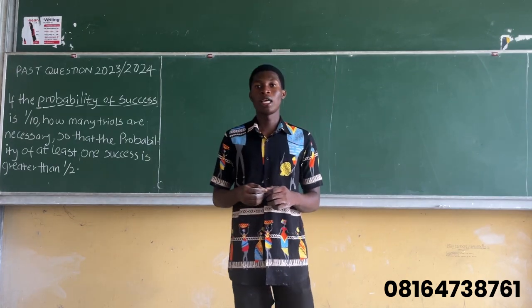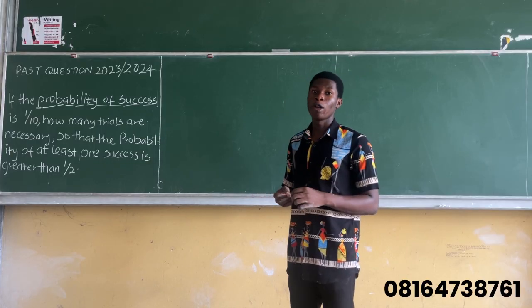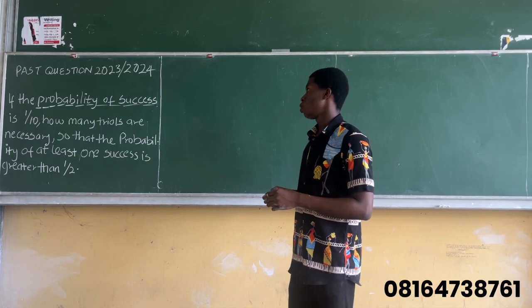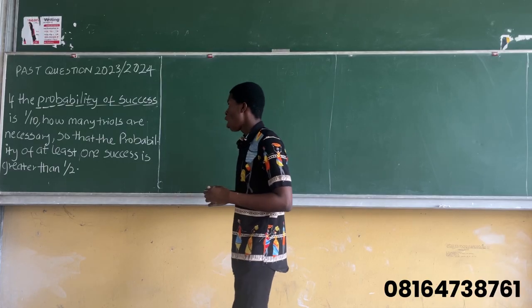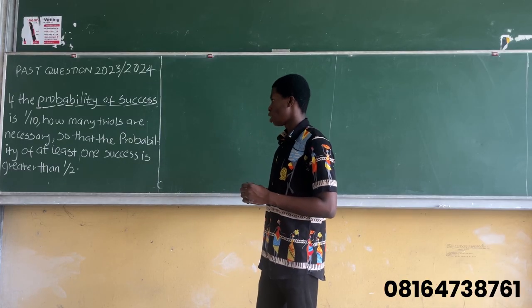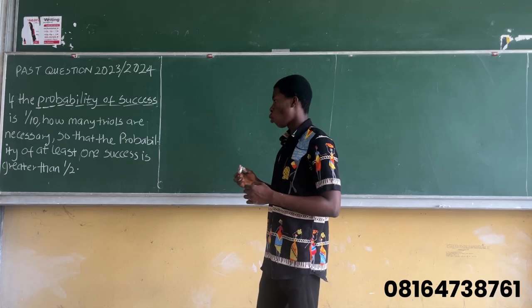And today we'll be looking at past question 2023-2024 on binomial distribution. So this problem states that if the probability of success is 1 over 10, how many trials are necessary so that the probability of at least one success is greater than 1 over 2?